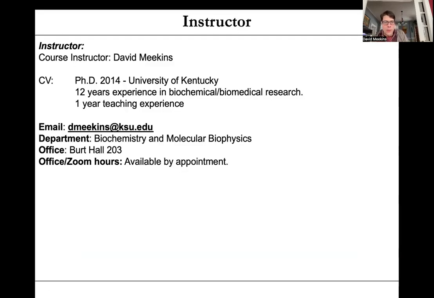And so who am I? Well, my name is David Meekins. I'm an instructor here at Kansas State University. I got my PhD in molecular and cellular biochemistry in 2014 from the University of Kentucky. I have 12 years of experience working in the biomedical biochemical research industry. So I did actual research for 12 years.